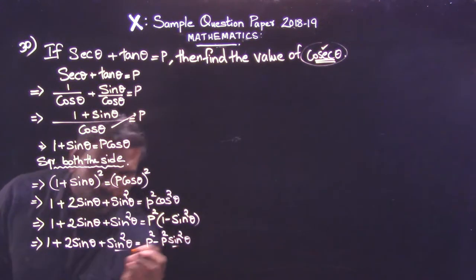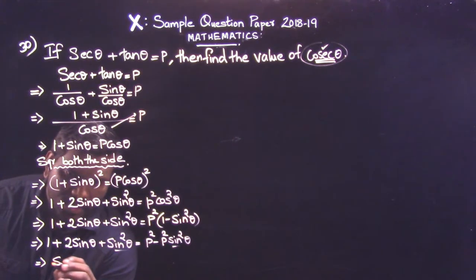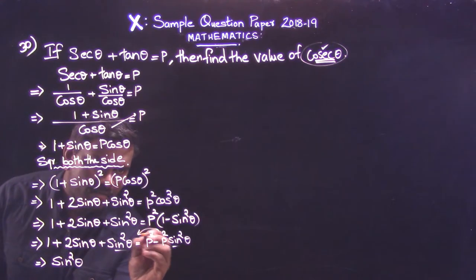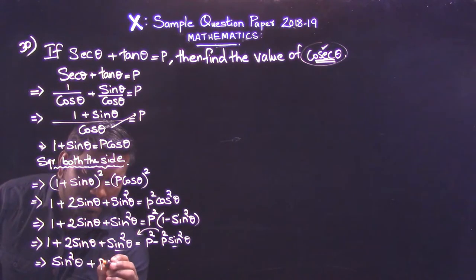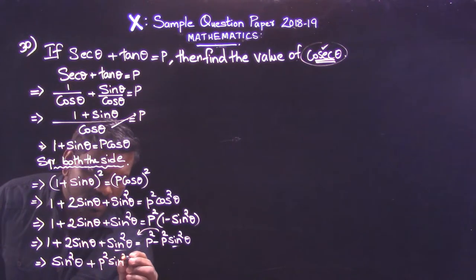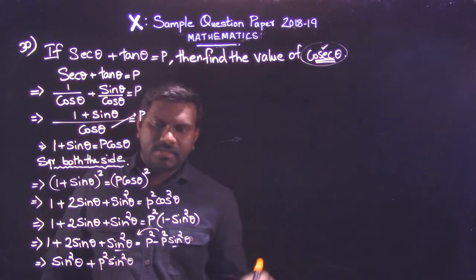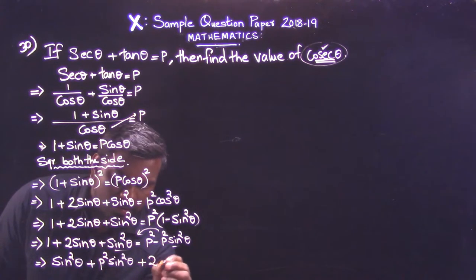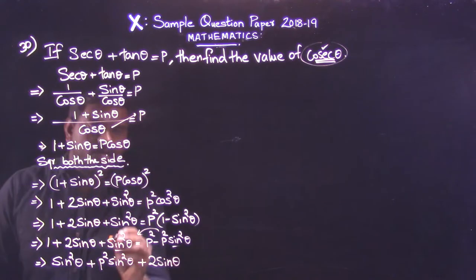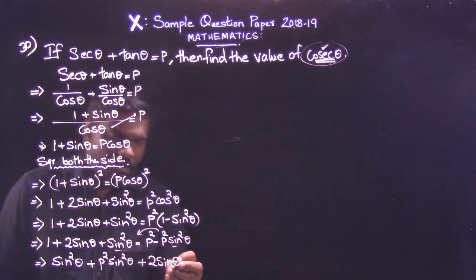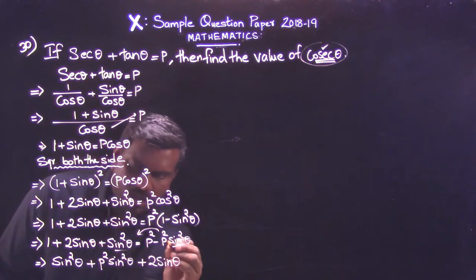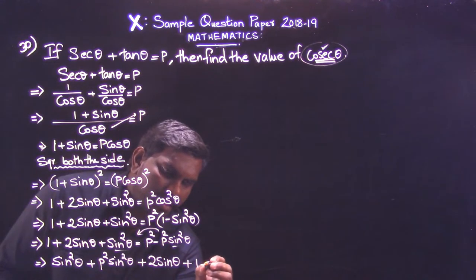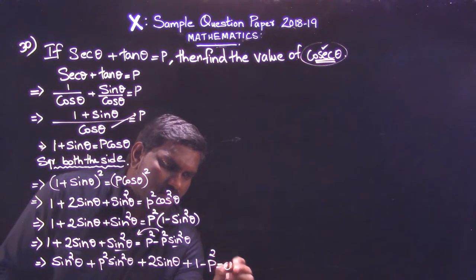Sin² and sin², I can see here, what I'm going to do is bring it up front in the equation. Sin² will come all the way down to the other side, and we get + p² sin² θ. And what else do you have, + 2 sin θ. Already have a sin θ here, and I have a 1, and a p² which goes that side and becomes − p² = 0.